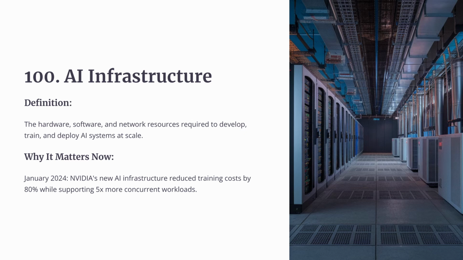AI infrastructure refers to the hardware, software, and network resources required to develop, train, and deploy AI systems at scale. This is like having the entire physical foundation that powers AI, the roads, buildings, and power grids of the AI world. NVIDIA's achievement is remarkable because they've found a way to build this infrastructure at 20% of the cost while handling 5 times more work. It's making advanced AI more accessible than ever.